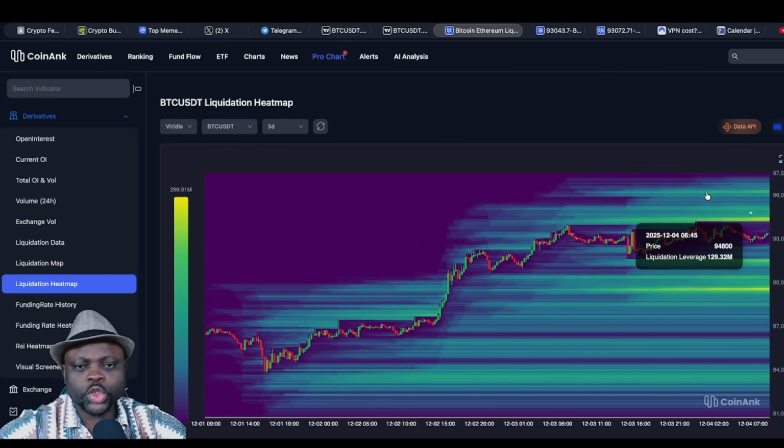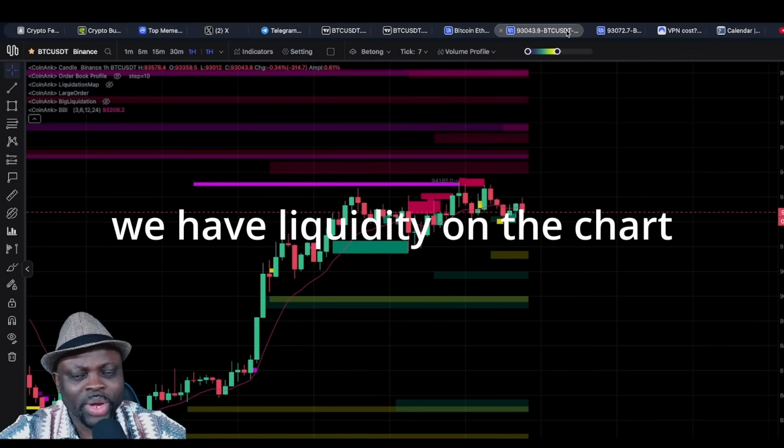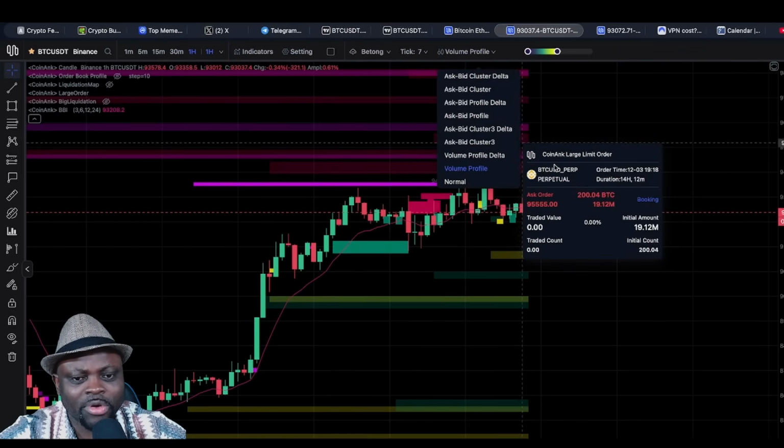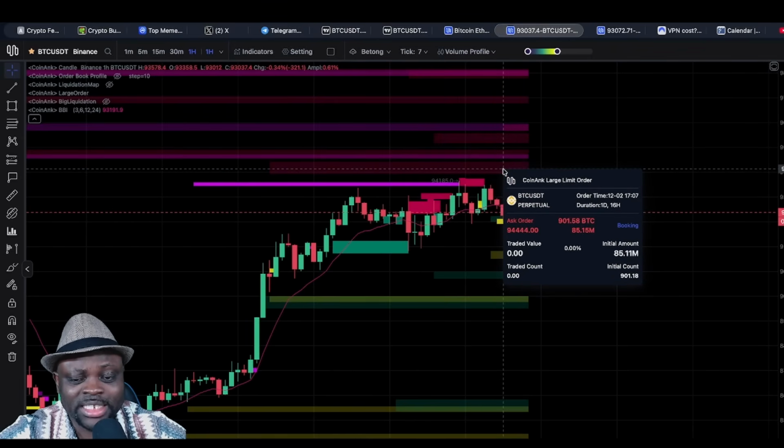Now, I went to the CoinAnk Pro chart and I wanted to see where we have liquidity on the chart. Looking at the chart, I saw that we have lots of liquidity here. You can see 85.11 million, and that order was there for 1 day. If these guys allow this order to stay there for 1 day, and now it is 1 day 16 hours that this order is there, and this order is at 94.44. So I decided to take my TP to that area at first.